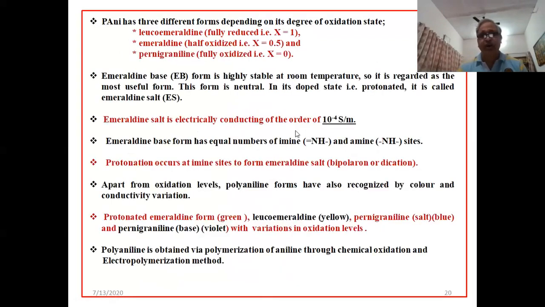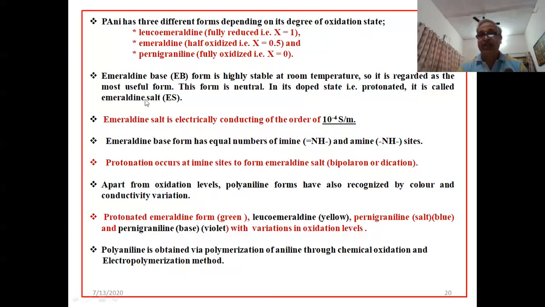It has three forms: leucoemeraldine, which is fully reduced; emeraldine, half oxidized and half reduced; and when it is fully oxidized, we get pernigraniline. The emeraldine base form is highly stable at room temperature, so it is regarded as the most useful form. This form is neutral, meaning non-conducting, and in the doped state, that is protonated, it is called emeraldine salt, which is conducting.